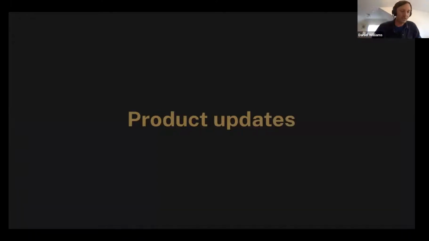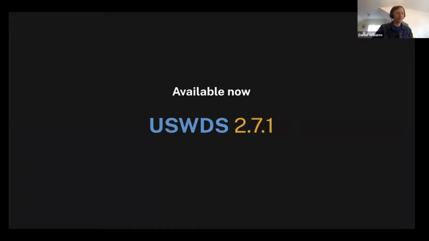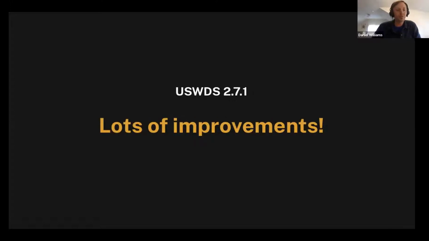Next up, product updates. Yesterday, we released USWDS 2.7.1, and that's the point release follow-up to the new work we introduced in 2.7.0. And this release has a number of important improvements to the design system, which I'll run through a couple of them here, but you can read the whole thing in full over in the GitHub release notes that I think we'll post into the chat.